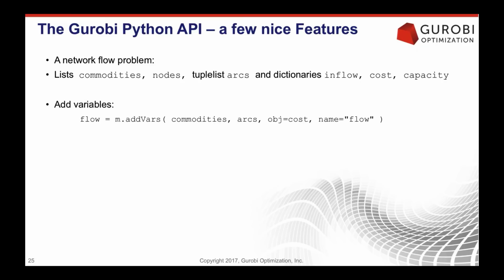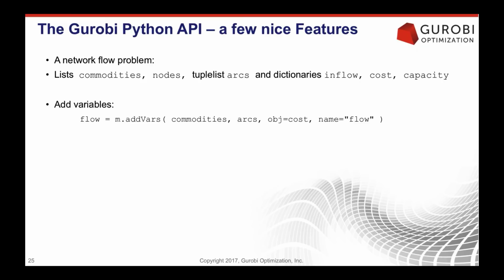For the model, as it's a network flow problem, we need the flow variables. And these flow variables are there for every commodity and every arc. And we can just add them by calling the addVars method of the model m for the index sets commodities and arcs. And we set the objective coefficients to cost, which is the dictionary that is also indexed by commodities and arcs. And then we give the variables a name and call them flow.